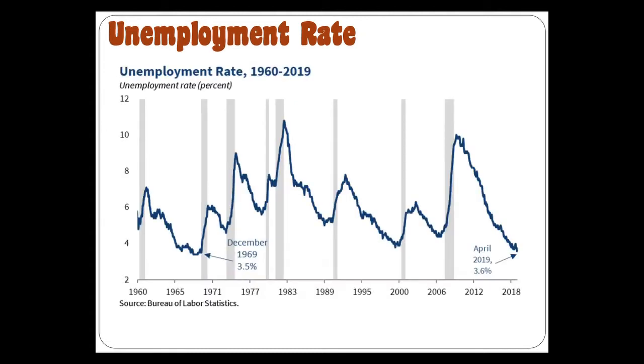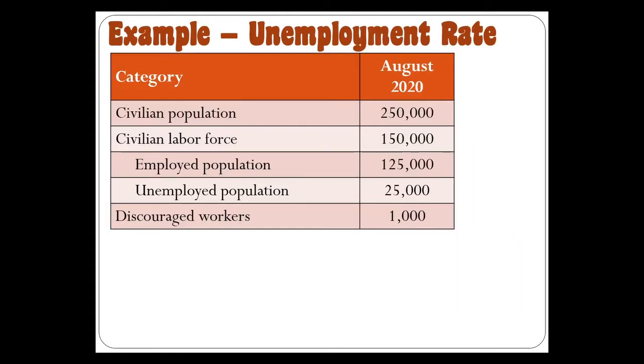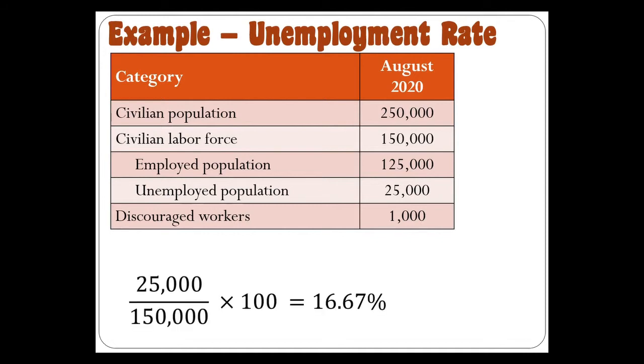So if we have data that looks at those numbers, we would see that if the civilian labor force is 150,000, it's made up of 125,000 people who are employed and 25,000 people who are unemployed. So to calculate the unemployment rate, we would take the unemployed population, which is 25,000, and divide it by the labor force and multiply by 100. So in this example, we would have an unemployment rate of 16.67%.